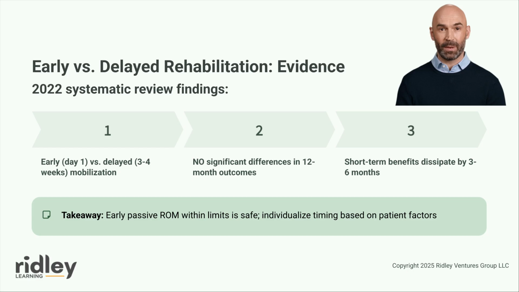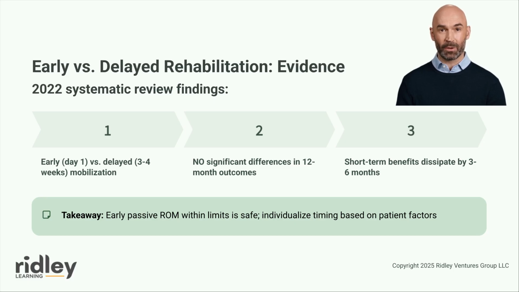Early rehabilitation may provide short-term benefits in pain reduction and functional recovery during the initial postoperative period, but these advantages dissipate by 3 to 6 months, and long-term outcomes are equivalent between approaches. These findings support the American Society of Shoulder and Elbow Therapists' consensus recommendation that passive range of motion be initiated early, on postoperative day 1, but within strict quantitative limits, rather than advocating for either complete immobilization or unrestricted motion.